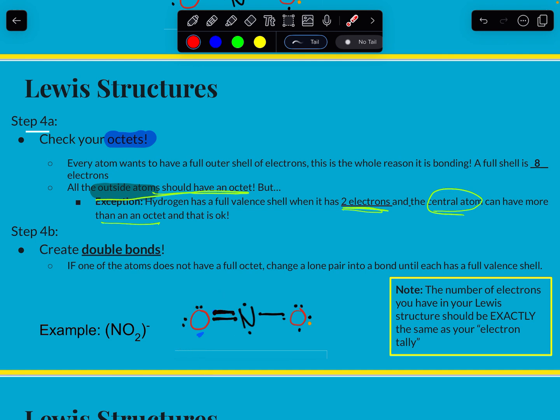Let's check our oxygen on this side. 1, 2, 3, 4, 5, 6, 7, 8. He is happy, doesn't need a double bond. Now once your outside ones are happy, you're good, you're done. You can count the middle one if you want. Let's see here. So this one, we have 1, 2, 3, 4, 5, 6, 7, 8, which also makes nitrogen happy, but keep in mind it could have more than 8 and it would be just fine as well.